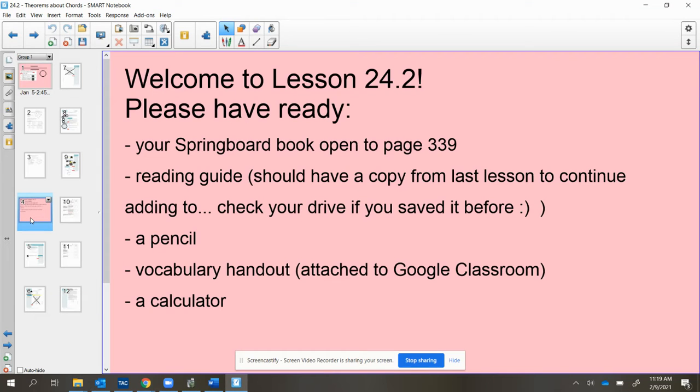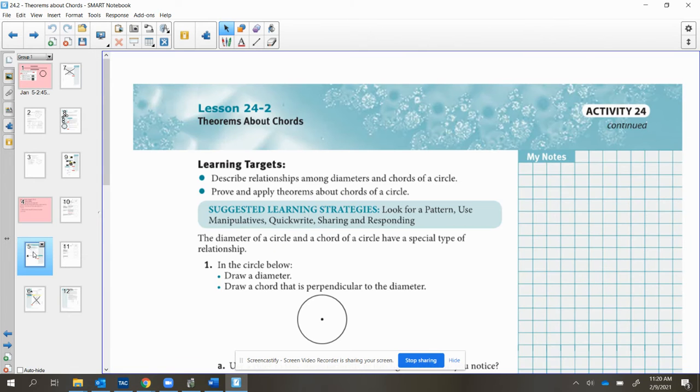Today we are starting in your Springboard books on page 339, but some things you're also going to want to have up and ready to go are the reading guide that you should have kind of started with 24.1. You probably have a copy saved, so make sure you're opening that up to add to it. And then also your vocab handout that was also from the last lesson, because we have some stuff to add to that on slides 3 and 4. And then you'll also probably want a pencil and a calculator.